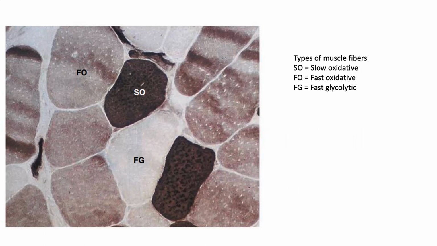This is the cross section of 3 types of muscle: lots of myoglobin, slow oxidative; a little bit in between, fast oxidative. They still have myoglobin, but not as much as slow oxidative. And fast glycolytic fibers, these are the white, pale looking fibers, because they use glycolysis, they do not use oxygen, they do not have myoglobin, therefore their color is pale.